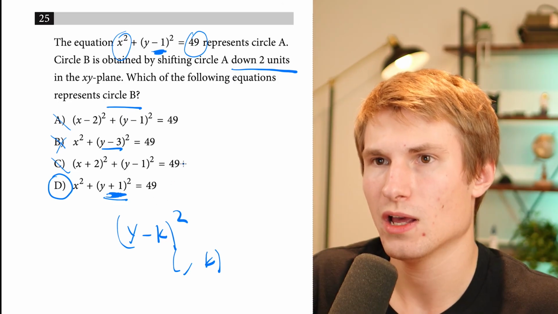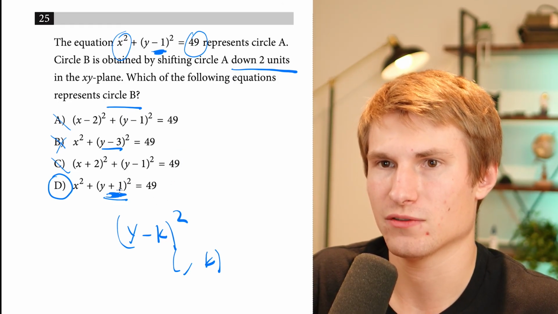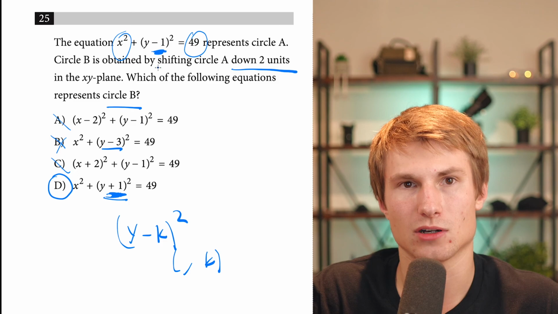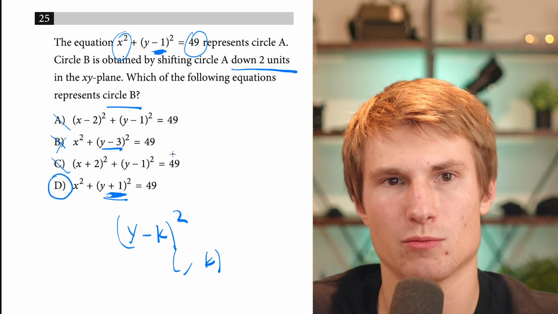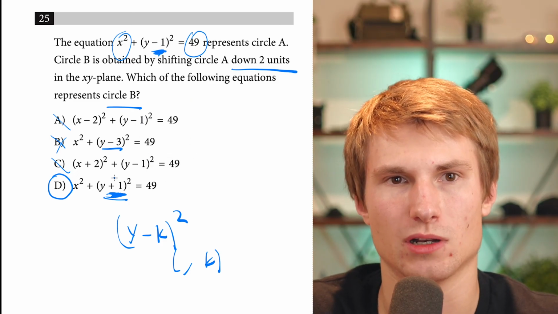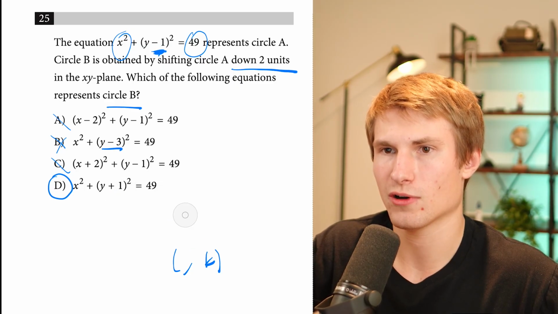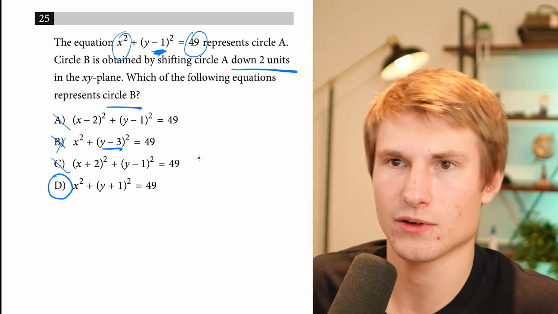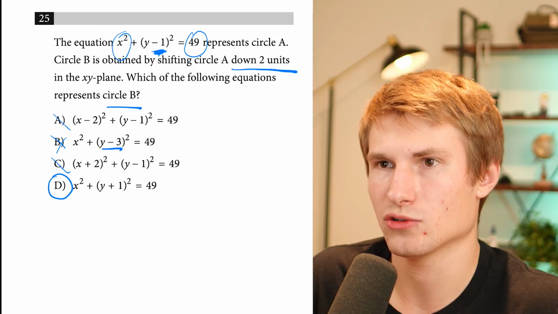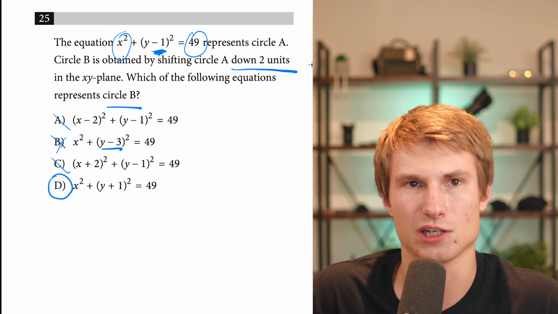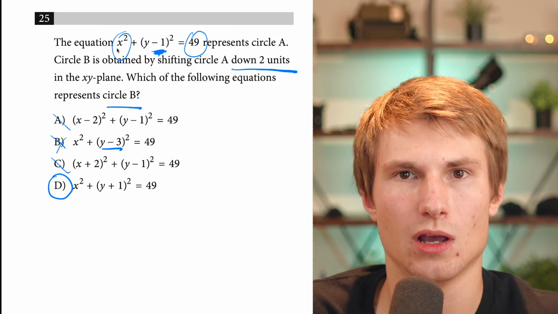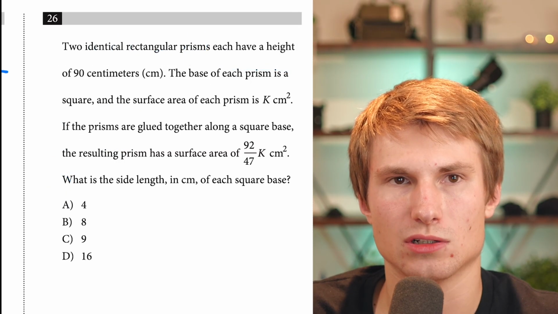If we wanted to move it up, then we'd actually have to change it from a -1 to a -3. But in this case, we are moving it down. Therefore, we need to go from a -1 to a +1. And if you were to graph out a circle, which if you are ever struggling on a question like this, just go ahead and draw it out, draw where the centers are in each equation, and you'll be able to figure it out that way as well. So with that being said, we can go ahead and move on to question number 26 now.